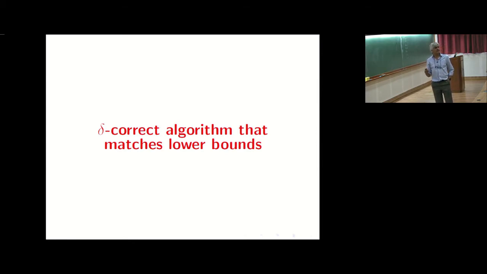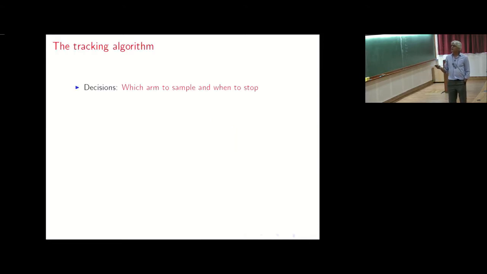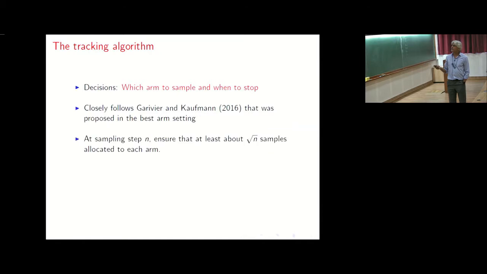And here we are relying on some work done in the best arm setting by Garivier and Kaufmann in their paper in 2016. So we build upon their idea. But the big picture is as follows. If you follow this recipe, the details don't really matter. So the decision is which arm to sample and when to stop, right? That's what an algorithm has to decide: what arm to sample next and when to stop.